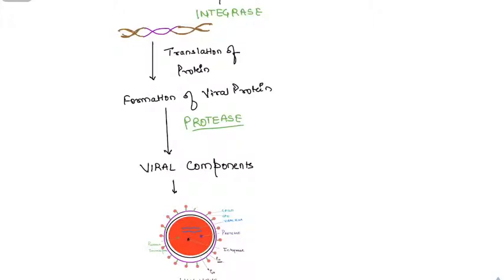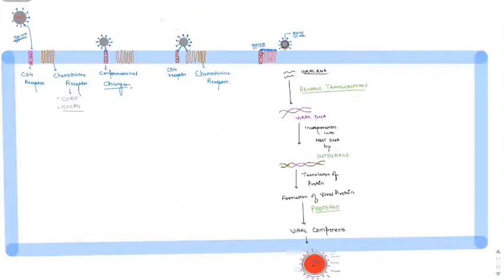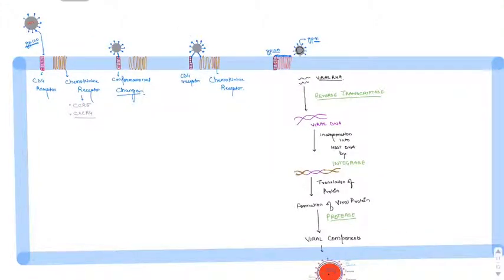Now, as the translation of the protein takes place, there is formation of the viral protein. Now, the enzyme protease leads to the cleavage of this protein and formation of the viral components. And then there is a release of the HIV virus out of the CD4 plus cells. So this was the whole life cycle of the HIV virus.